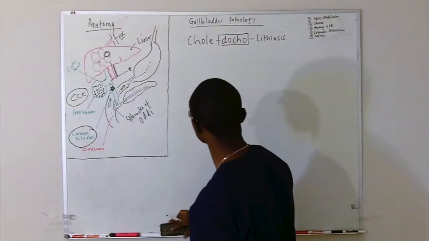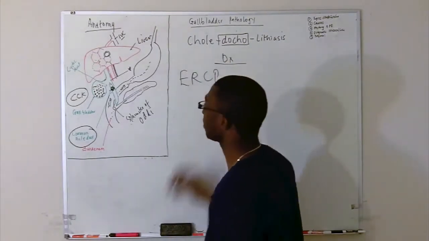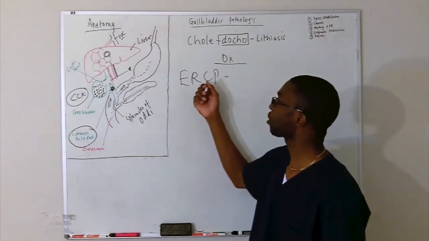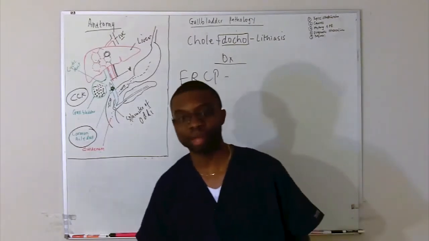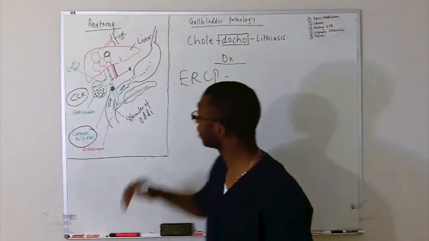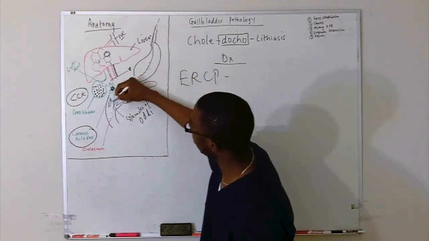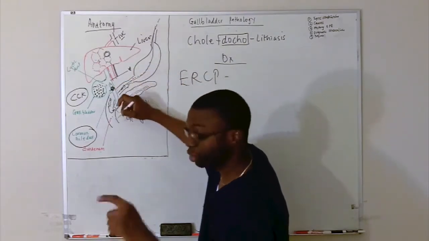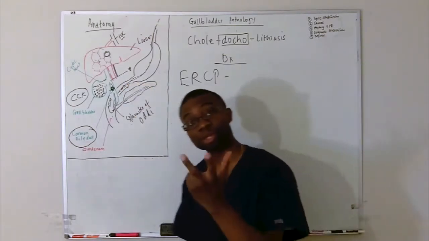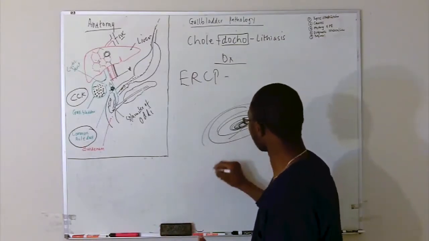Let's do this. Diagnosis: ERCP, right? Endoscopic retrograde cholangiopancreatography. What they normally do is take a scope that goes all the way into your stomach, makes a U-turn and goes right into the common bile duct. They observe it, and they'll be able to see the stone.